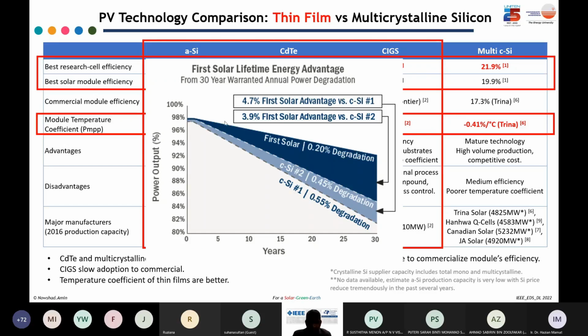As shown here, this finally impacts 4% extra energy compared to crystalline silicon, and 3.9% extra energy if you compare to another kind of crystalline silicon. So this is what it says about the degradation coefficient.